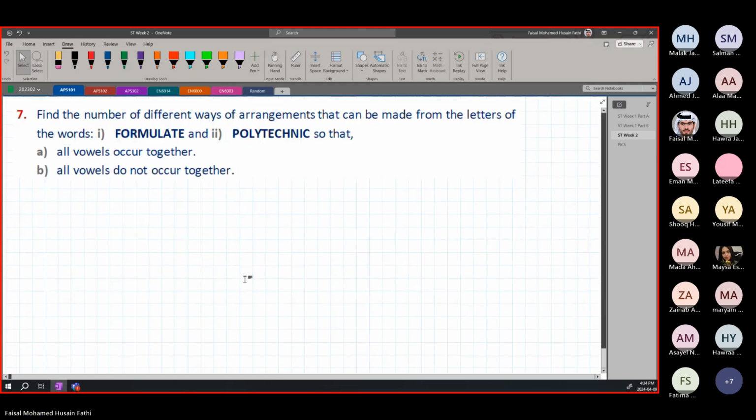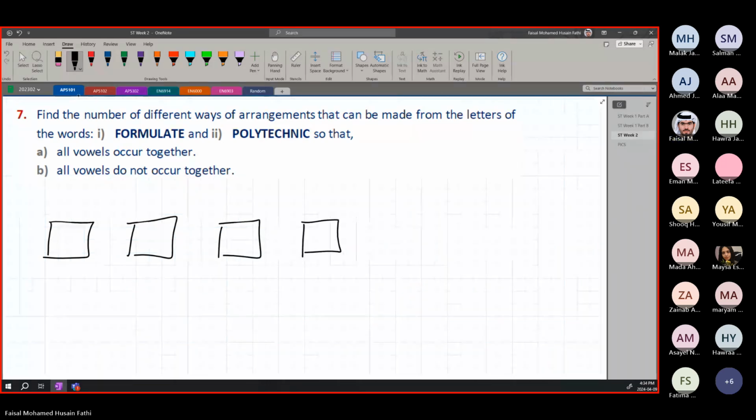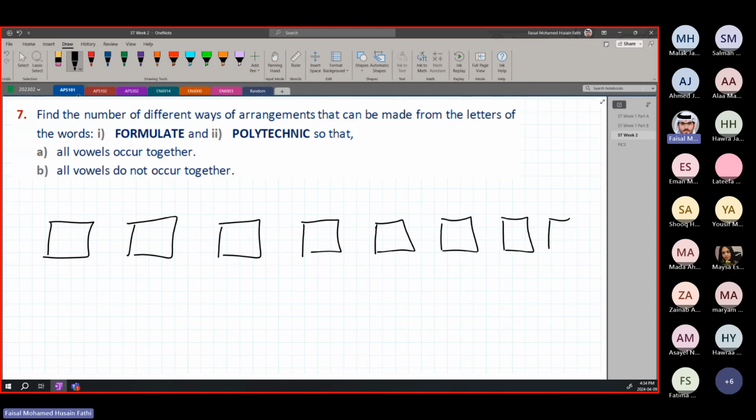Let's first look at the word formulate. The word formulate has F, O, R, M, U, L, A, T, and E. So we have 1, 2, 3, 4, 5, 6, 7, 8, 9. We have 9 total positions. How many letters do we have? We have 9, and none of them are repeating. So all of the letters are unique.